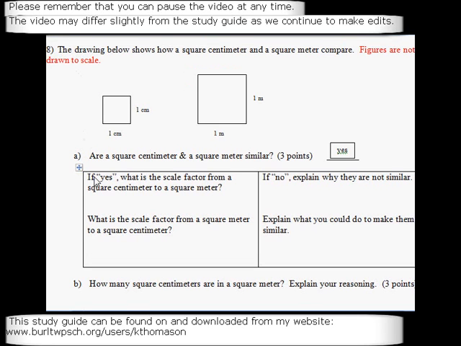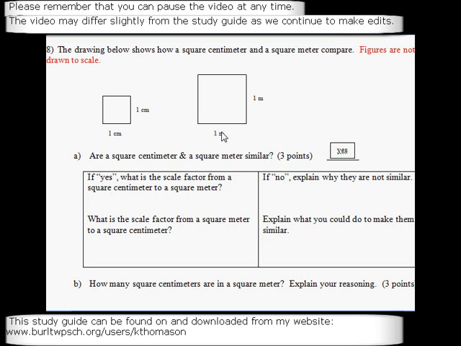Alright, now that we see that it's yes, it says, what is the scale factor from a square centimeter to a square meter? Alright, we're going to have to use some knowledge that you've learned in science to figure this out. What is the scale factor from a square centimeter to a square meter? Alright, since they're in different formats here, this is in centimeters and that's in meters, we can't really answer the question yet. We've got to convert one of them.